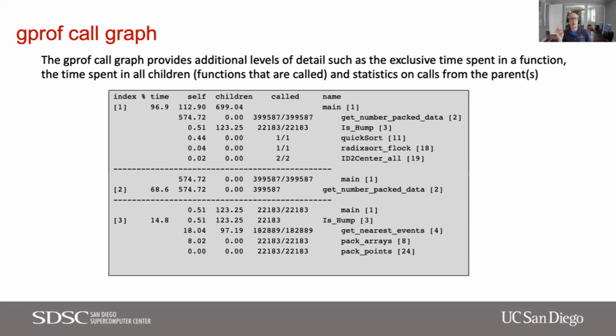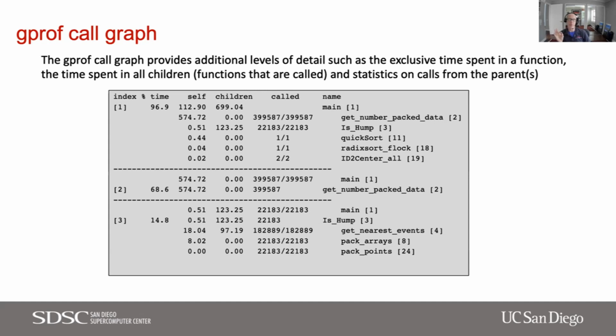gprof also gives you a call graph, and this gives you additional levels of detail, such as the exclusive time spent in a function and the time spent in all of the children, so functions that are called, and statistics on calls from the parent. I find that I don't have to go to the call graph as often as I go to the flat profile, but there is some useful information in there, particularly if you see that functions or routines are being called from multiple places, that might give you opportunities to say avoid unnecessary calls.